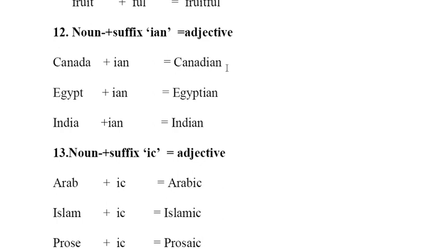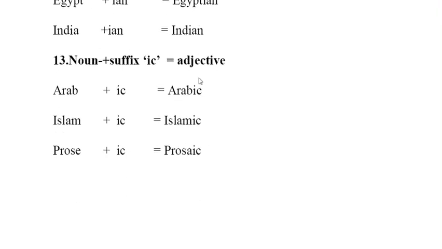Rule 12: noun plus suffix ian equals adjective. Canada plus ian, Canadian. Egypt plus ian, Egyptian. India plus ian, Indian. Rule 13: noun plus suffix ic, and it becomes an adjective, like Arab plus ic, Arabic. Islam plus ic, Islamic. Prose plus ic, prosaic.